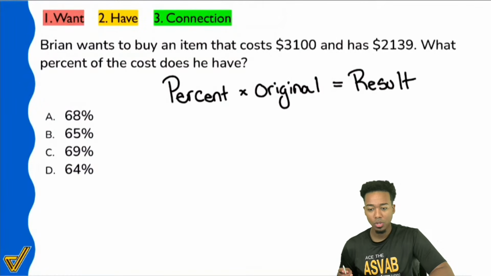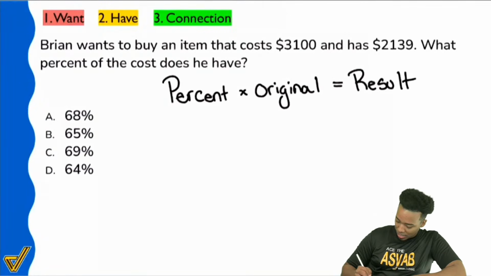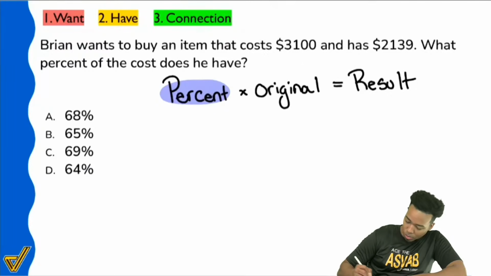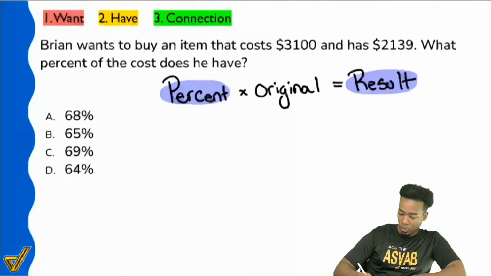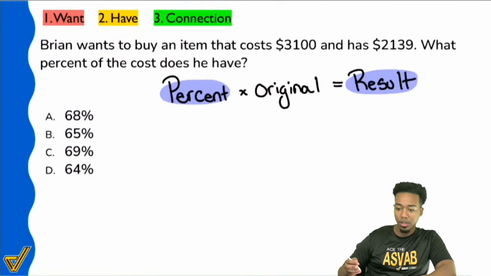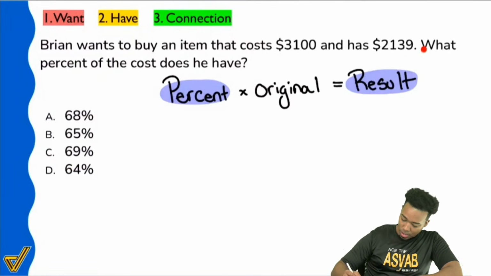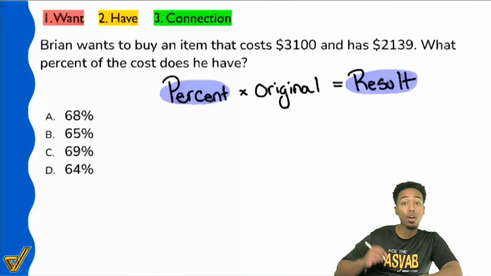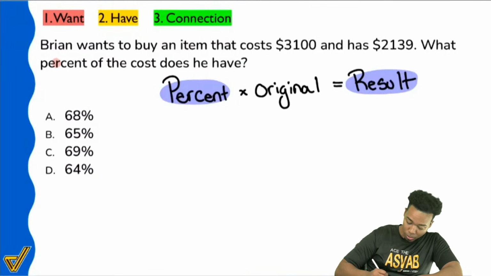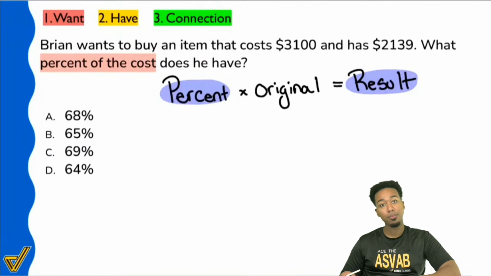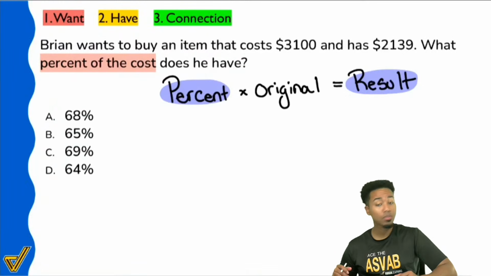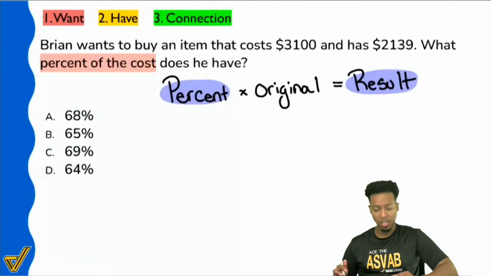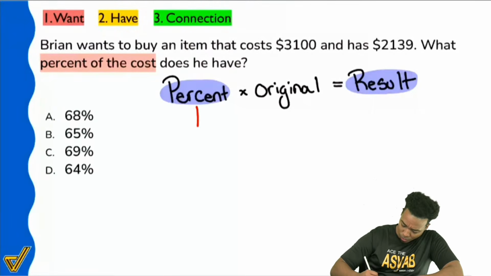Great job. So with that said, here we go. Let me highlight that again. Percent you apply is the result you get. Let's read through the question. Let's see what we got going on. It says over here, hey, what percent of the cost does he have? So what we're looking for, everybody, is the percent of the cost. Everybody, do we know what amount of the cost we have? Because again, this right here is what we're looking for.